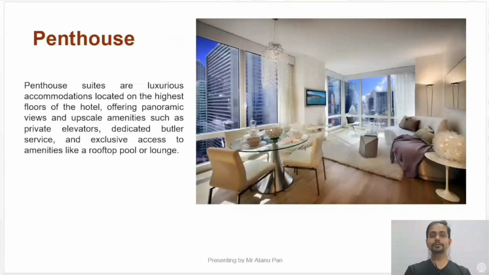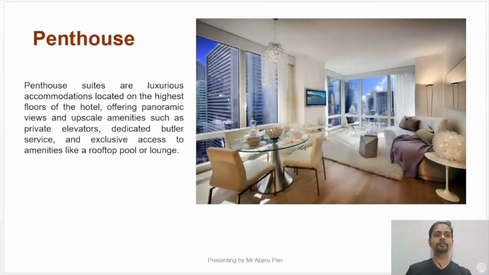All right, next we have the most interesting, that is the penthouse. All of you have heard about this name, but how can you define a penthouse? A penthouse is a suite and most luxurious accommodation located on the highest floors of the hotel. It is located at the top floor of the hotel, basically at the terrace level, from where the guest can have a clear view of the city or the entire location.